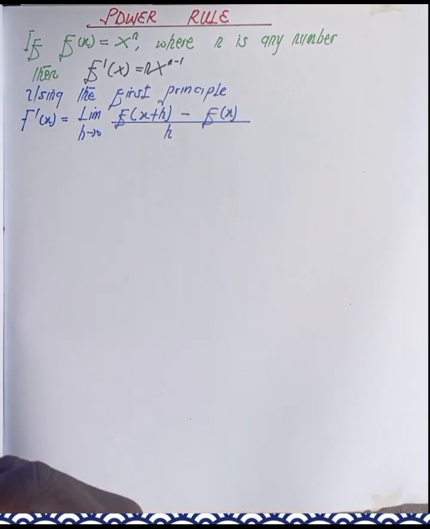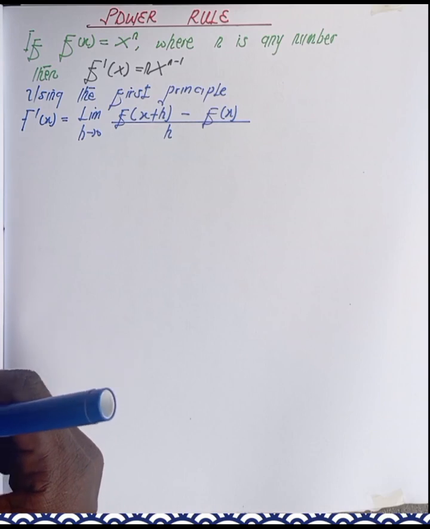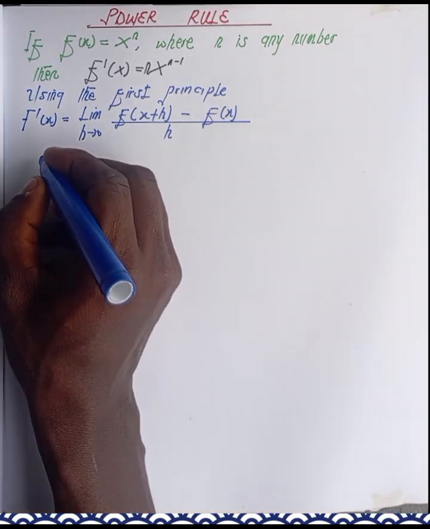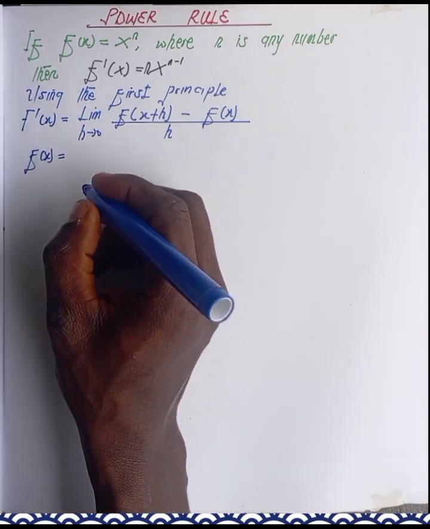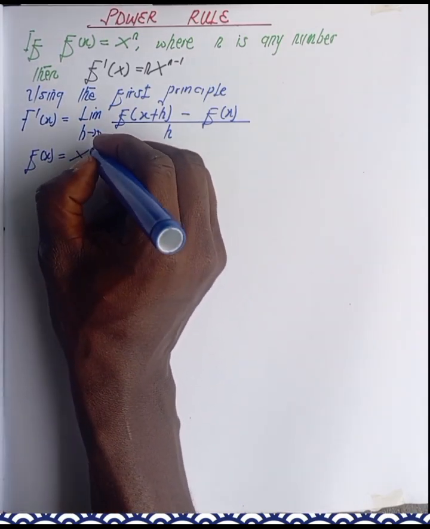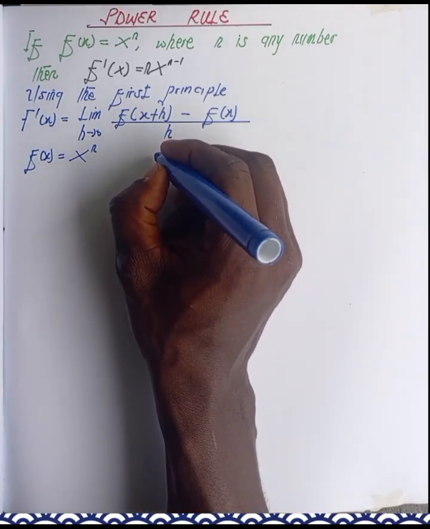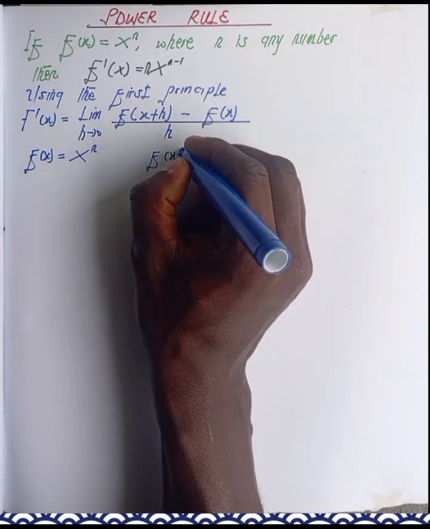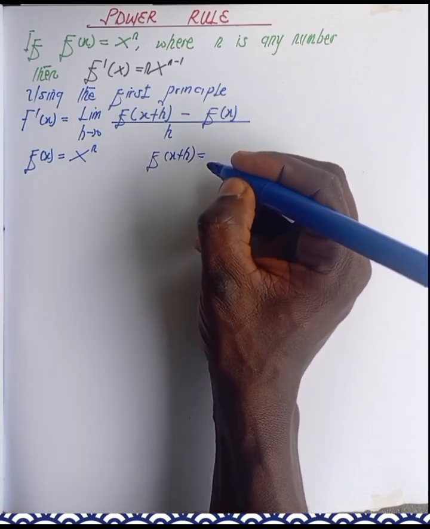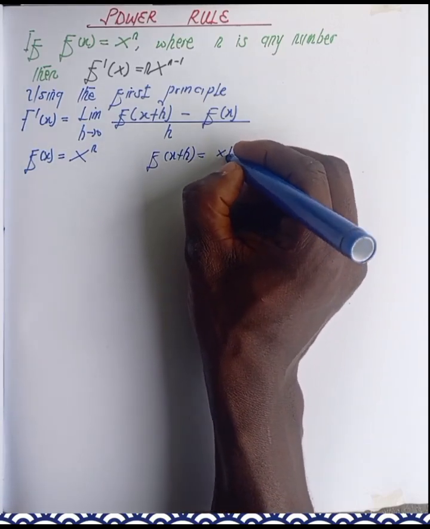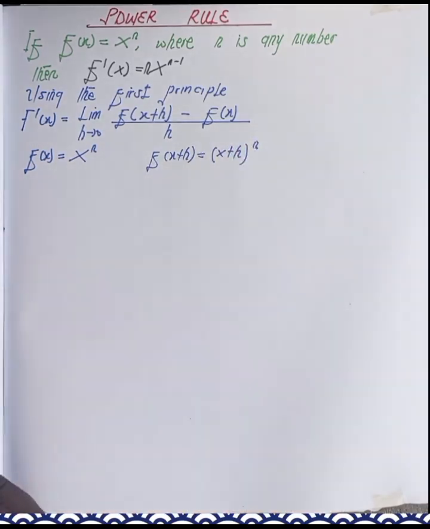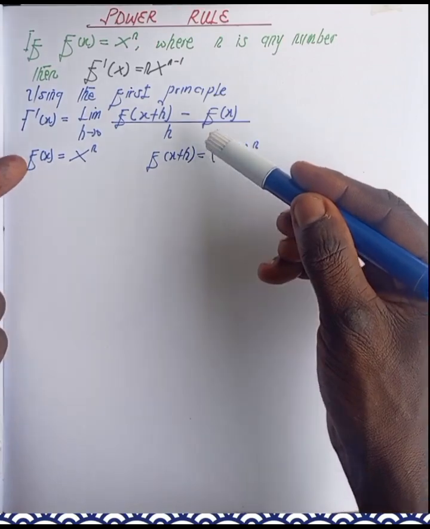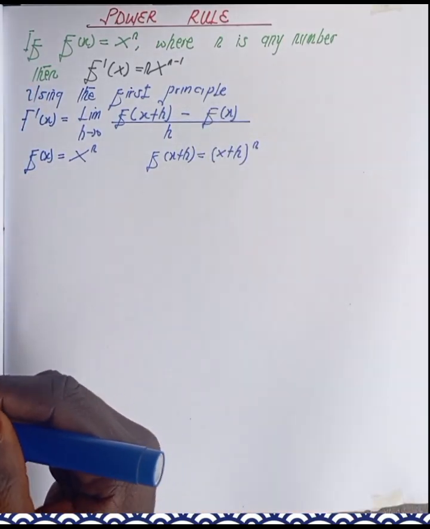So we know that in using the first principle, we first have to write our f(x) and then write our f(x+h). So we have f(x) is equal to x^n, and then our f(x+h) is equal to (x+h)^n. And then after that, we substitute this back into the first principle formula.